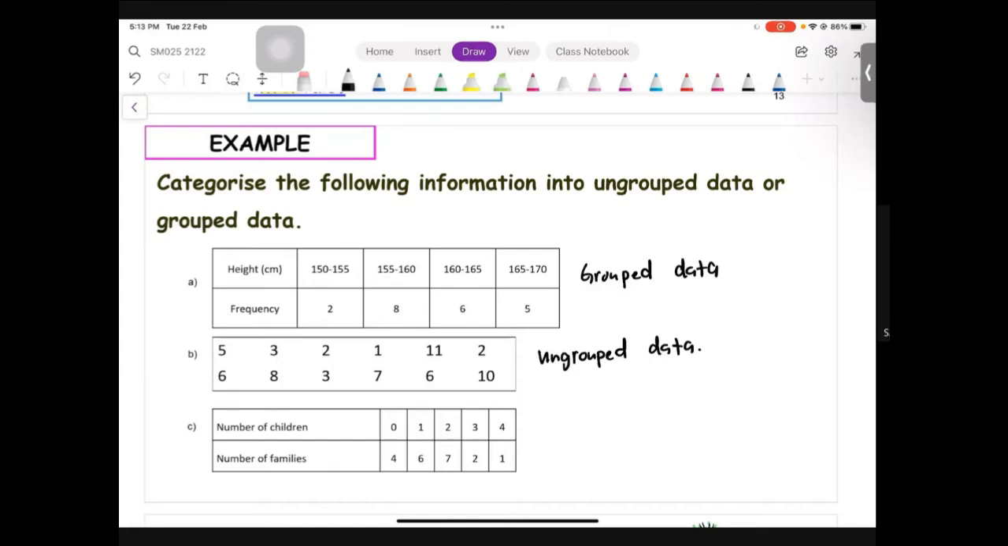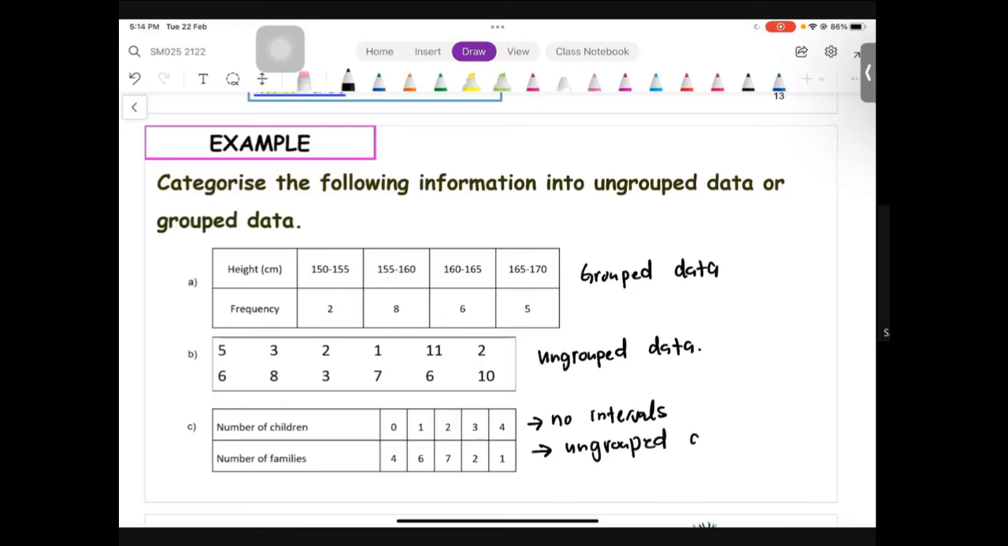Don't buat careless kat sini, jangan tertipu. Even though we have a table here, but then we don't have class interval. No interval. Saya tulis kat situ. Kita tak ada interval pun. Automatically, this is also ungroup data.